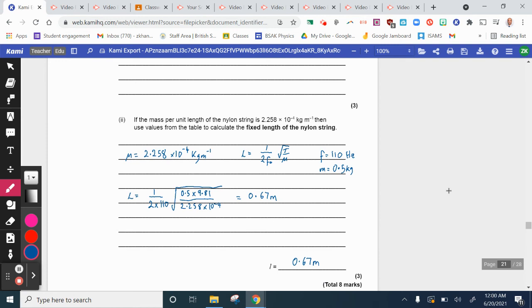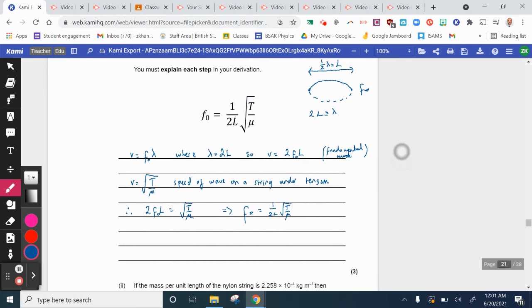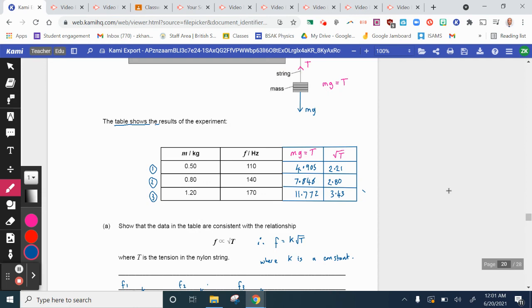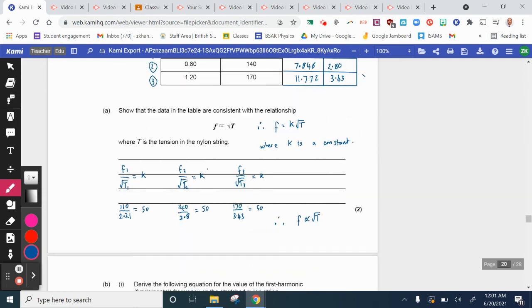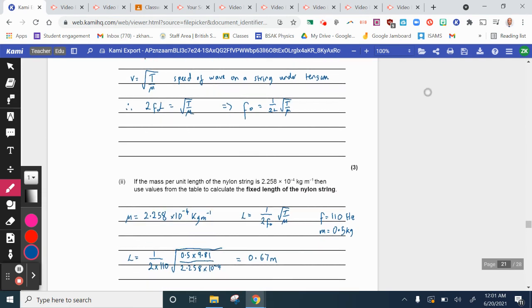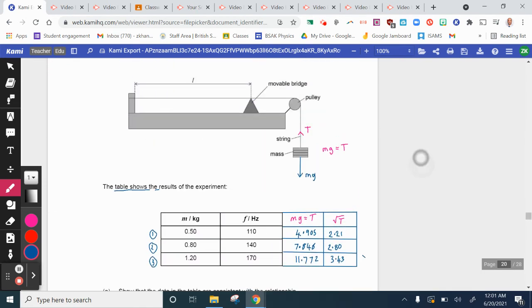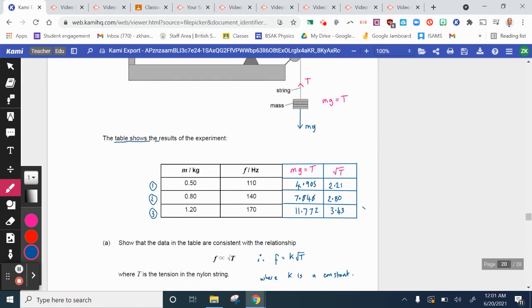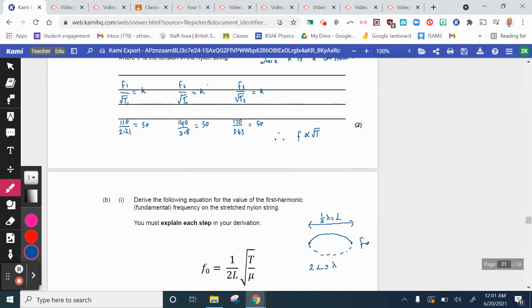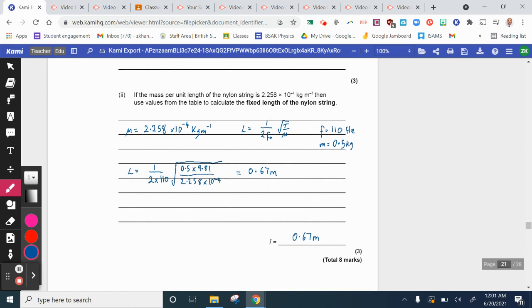What we can do is use the values from the table we've calculated. So let's have a look. What could we have got from the table? We could have got the frequency and the mass. So we're going to put a value of frequency in. I've chosen 110, and a mass of 0.5. Okay, so 110, that's the fundamental frequency. So I'll put 110 there, 2 times 110.